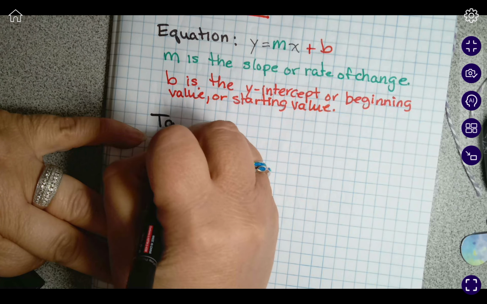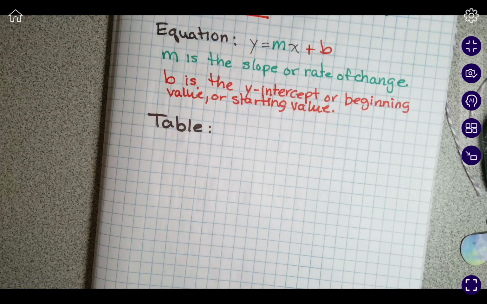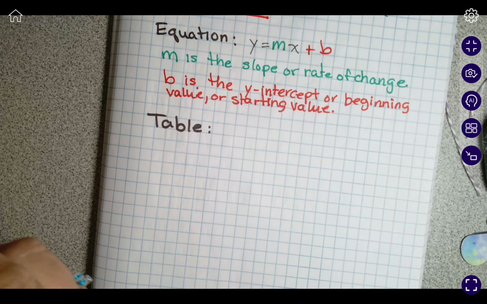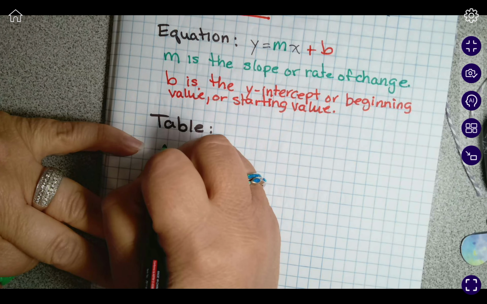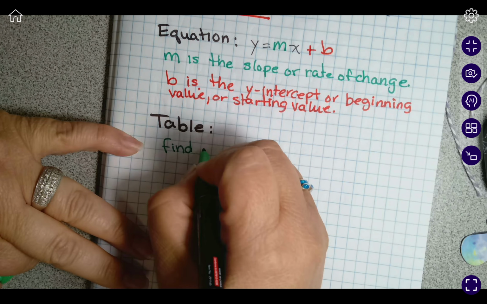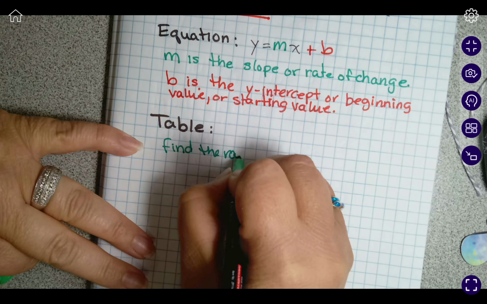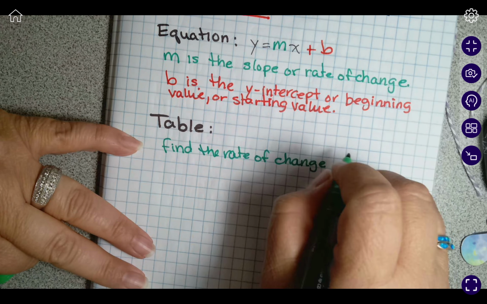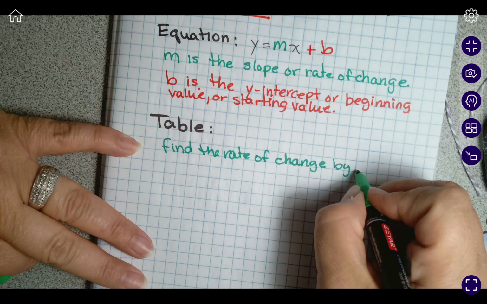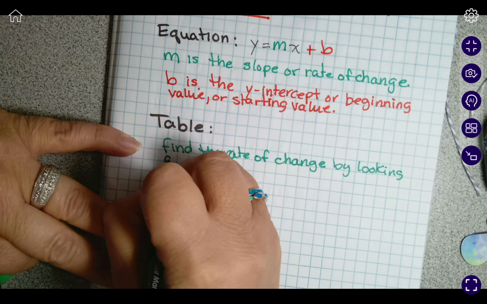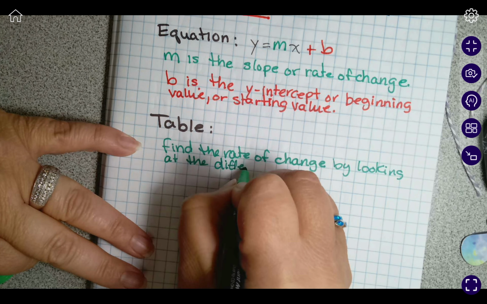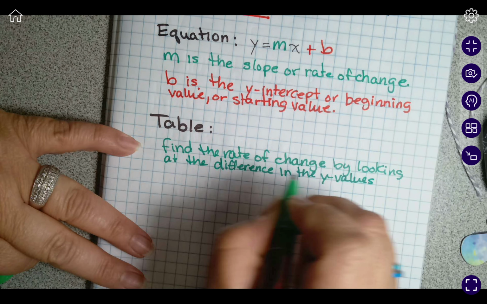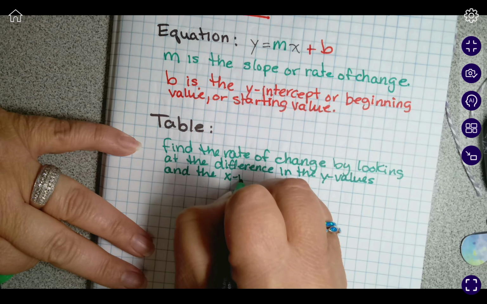In a table, you can find the slope or the rate of change by looking at the differences in the y values and the x values.